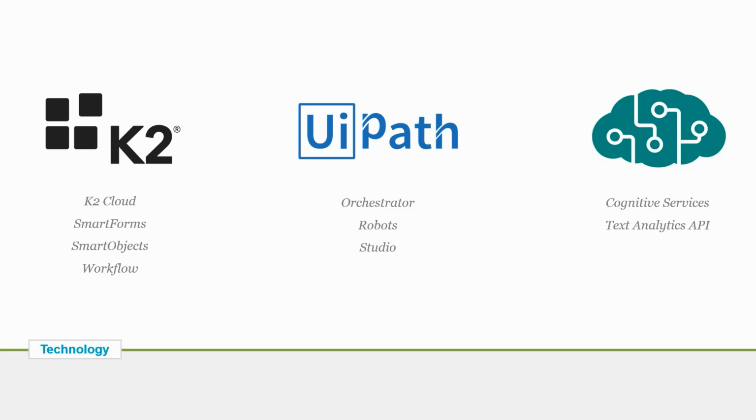We've got some robots developed using UiPath Studio, and Orchestrator up in the cloud, which is connected to K2 and calls and instantiates the robots that do the actual work. And then we have Azure Cognitive Services, specifically the new text analytics API, which allows you to pass in some text and gives you back the insights from that. That's a REST API provided by Azure Cognitive Services. So that's the tech we're going to be looking at today.